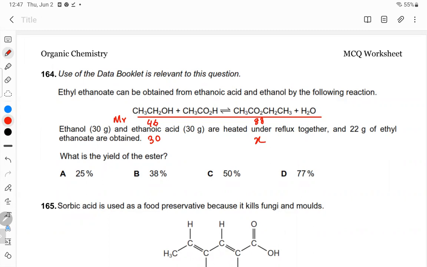अच्छा एक मिनट, 30 ग्राम्स इथेनॉइक एसिड भी दिया हुआ है, अगर मैं इसका एमआर निकालूं तो 24 प्लस 6 = 30, 24, 28, 28 and 32, so it is 50.